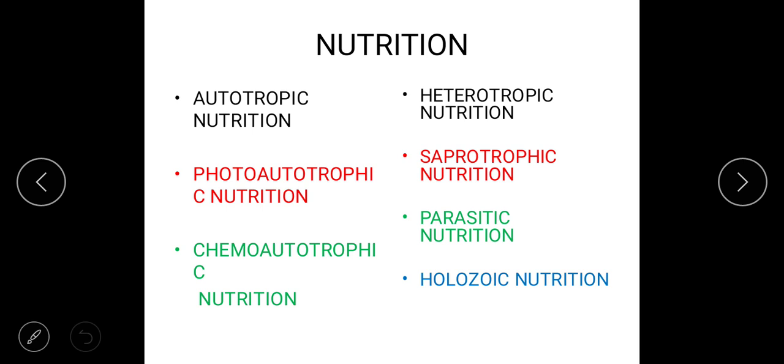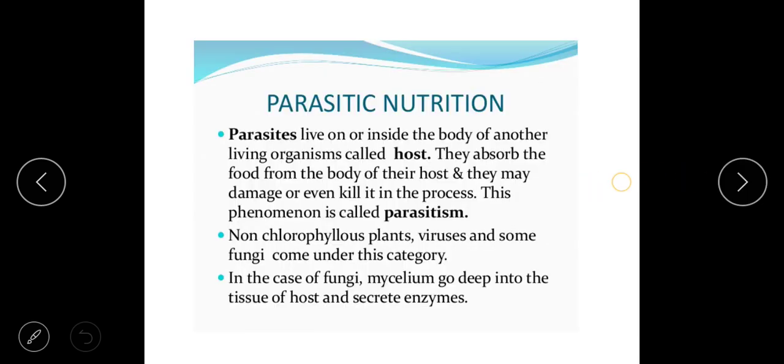Now, chemoautotrophic nutrition is a bit difficult to understand. Chemoautotrophic nutrition means the energy is derived by an organism by the breaking down of chemicals for making the food. So all the nitrifying bacteria come under this category. Heterotrophic nutrition is of three types: saprotrophic nutrition, parasitic nutrition, as well as holozoic nutrition. Let us start first with parasitic nutrition.